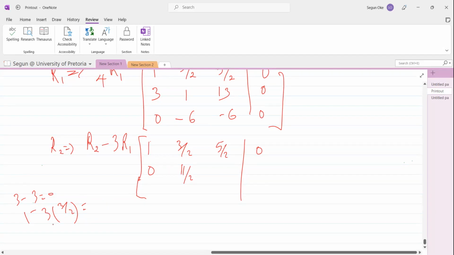Then the next one will be 13 minus 3 multiplied by 5 over 2. So that row 2 is supposed to be 10. Which of them? The row 2 was supposed to be 10 from the beginning. Thank you. I'm doing it as 10, but I'm putting 1 there.